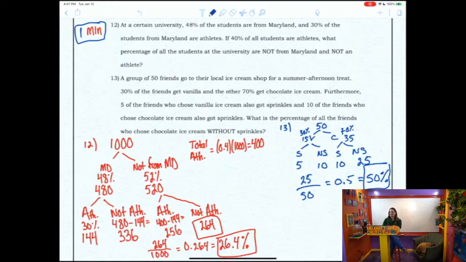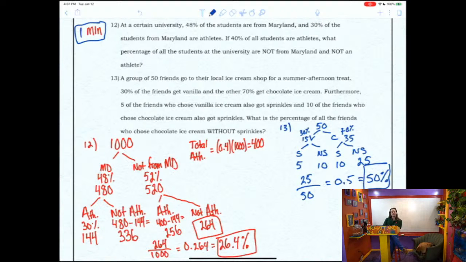If they tell us that off to the side, there are 40% of the total university students are athletes, that means that there's 400 athletes in total. We can use that information to calculate the number of students who are not from Maryland but athletes, because there has to be 400 total, and we already know that there's 144 that are from Maryland. So 400 minus 144 means that there are 256 students that are athletes and not from Maryland.